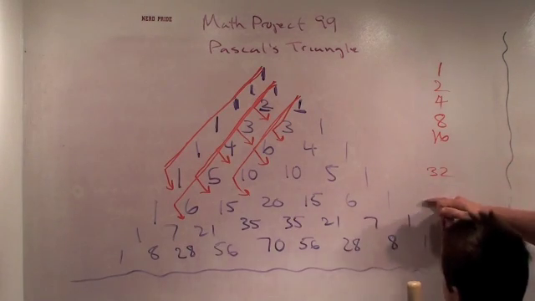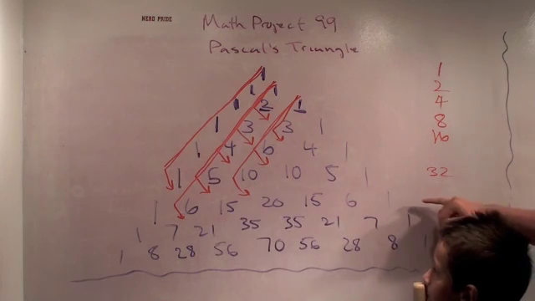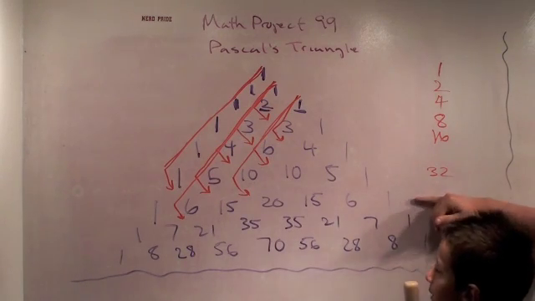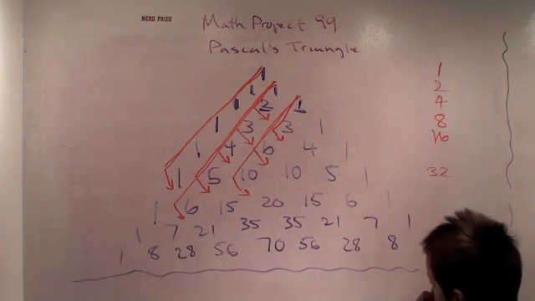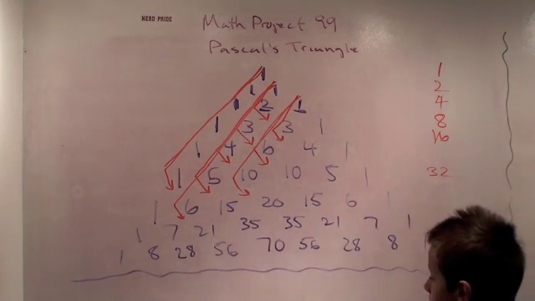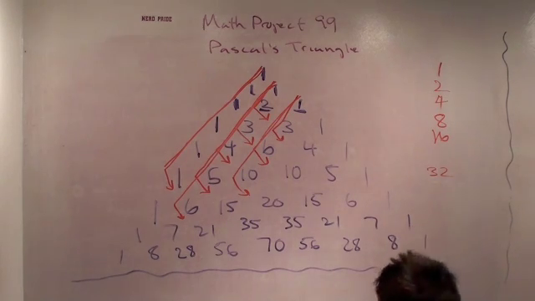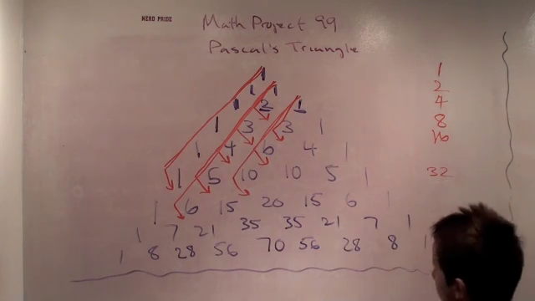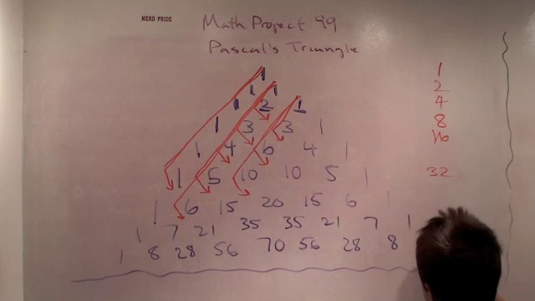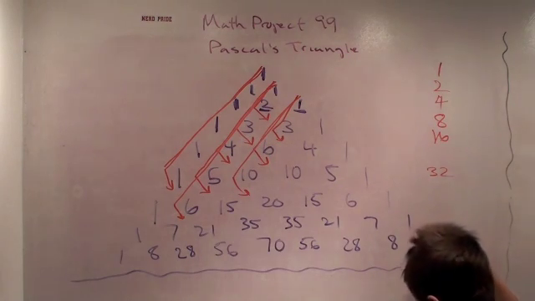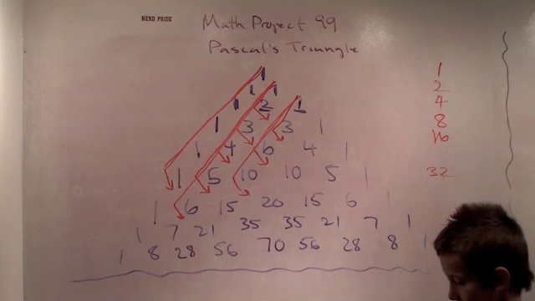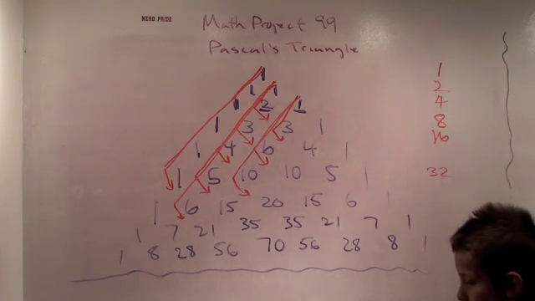Alright, so let's see if this one adds up to 64, and then we'll be done with that pattern, because it looks like it should. 1 plus 6 is? 7. Plus 15 is? 22. Plus 20 is? 42. Plus 15 is? 57. Plus 6 is? 63. Plus 1 is? 64. How about that? Awesome.